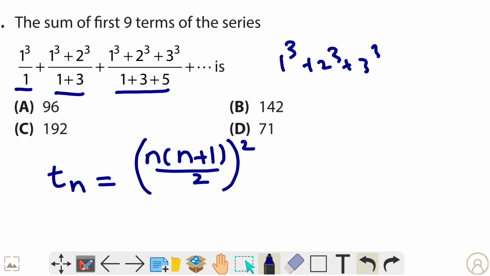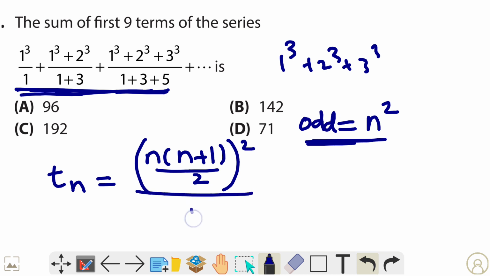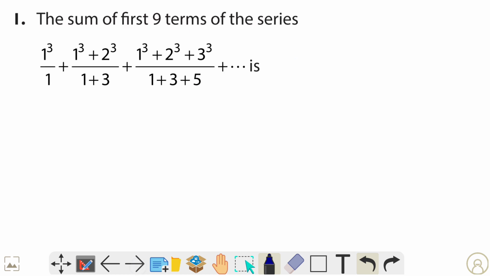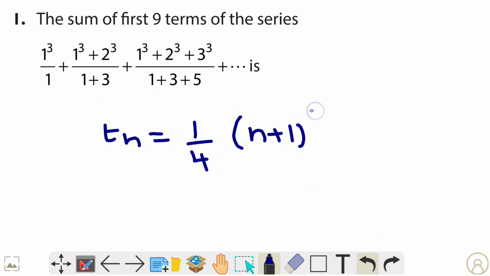Numerator finished, now the denominator: 1 plus 3 plus 5 plus, these are all odd numbers. The sum of odd numbers is equal to n square, we all know that. So divided by n square, we have n plus 1 whole square divided by 2 square, that is 4, divided by n square. The n square will cancel each other, so the remaining Tn is equal to 1 by 4 into n plus 1 the whole square.